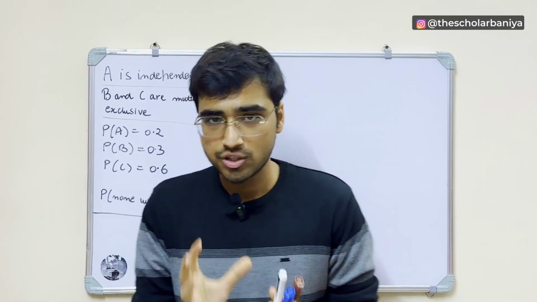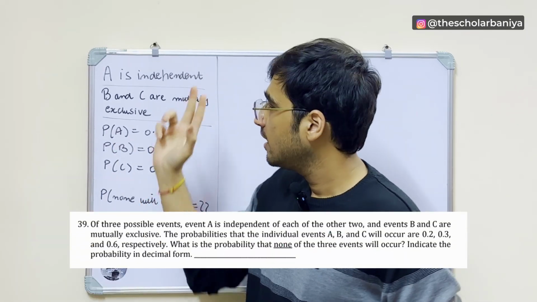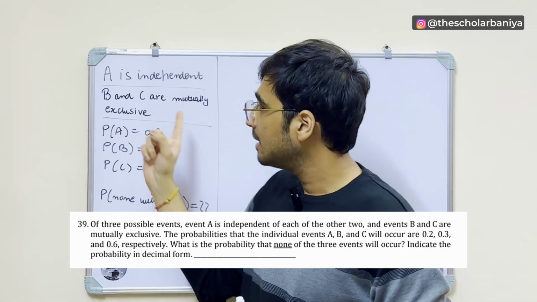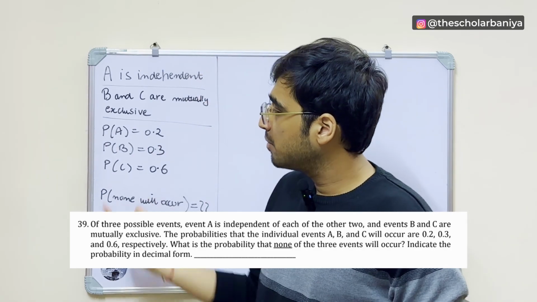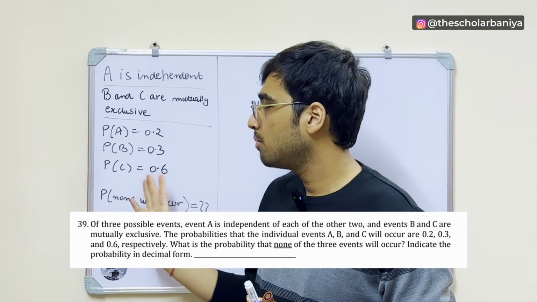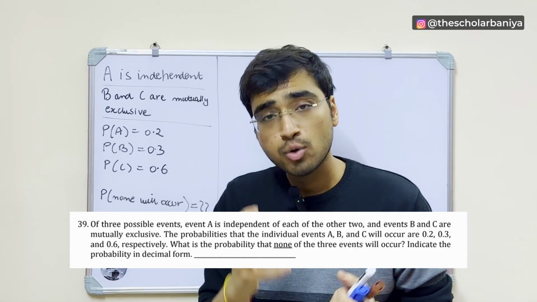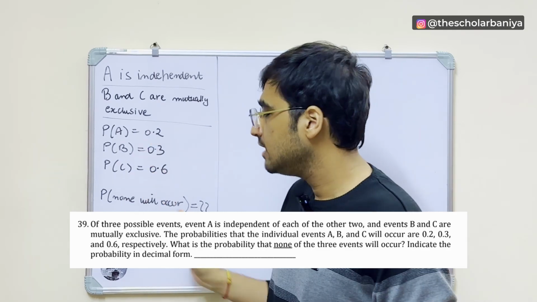So this is the next question that we have, guys. There are three events A, B, and C. A is an independent event of B and C. B and C are mutually exclusive events. The probability of A is given to be 0.2. The probability of B is 0.3. The probability of C is 0.6. And we have to find the probability that none of the three events A, B, C will occur.